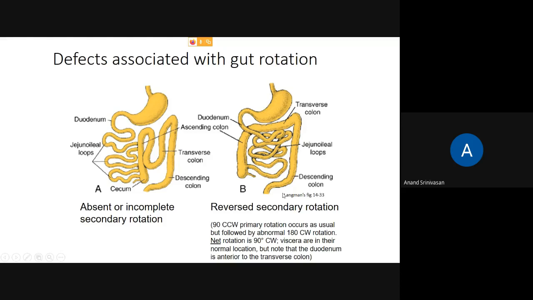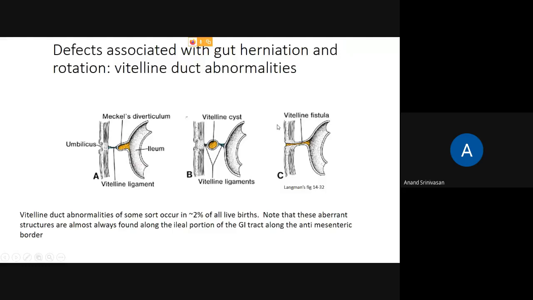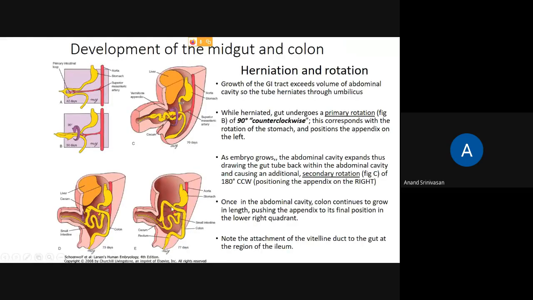Now here, what do you see? It looks normal, right? The stomach is there, the cecum is in its proper position, jejunum, ileum, transverse colon, descending colon, sigmoid, everything appears to be normal. But what is abnormal here? This is called reversed rotation. How do we detect reversed rotation? Look at the position of the duodenum. The duodenum is usually located posterior to the colon. Initially you have seen the transverse colon is anterior to the duodenum.